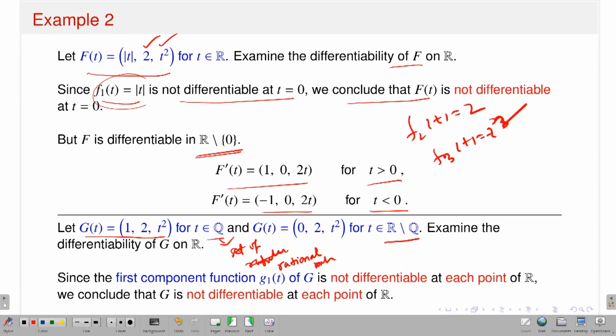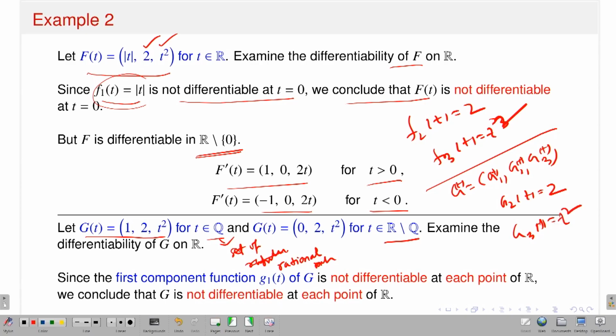Again, you just look at the function. What are the component functions? You can easily identify them. Say the three component functions of G are G1, G2 and G3. Now what are G2 and G3? G2(t) is nothing but the constant function 2, by definition, because it is 2 if t is rational, and again 2 for irrational, that means it is 2 for the whole of R. What about G3? G3 is t square for t rational, and t square for irrational too, that means it is t square for the whole of R.